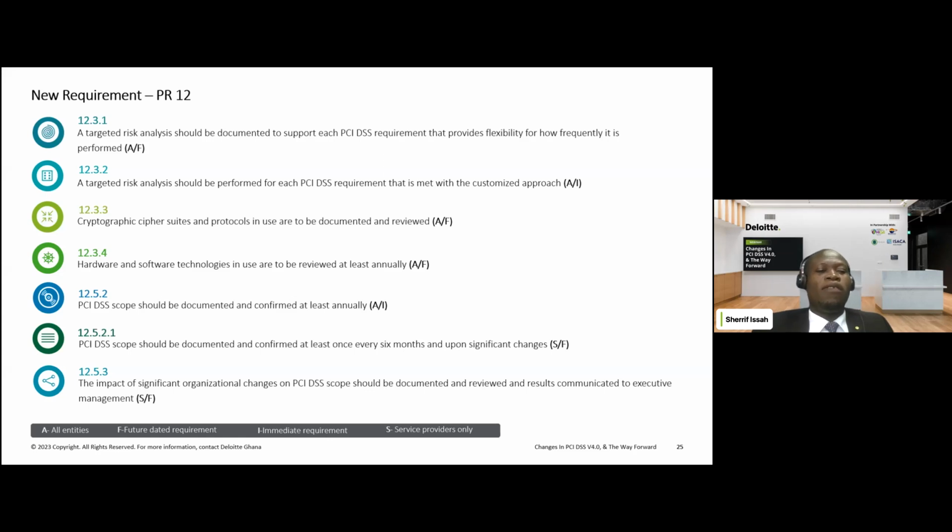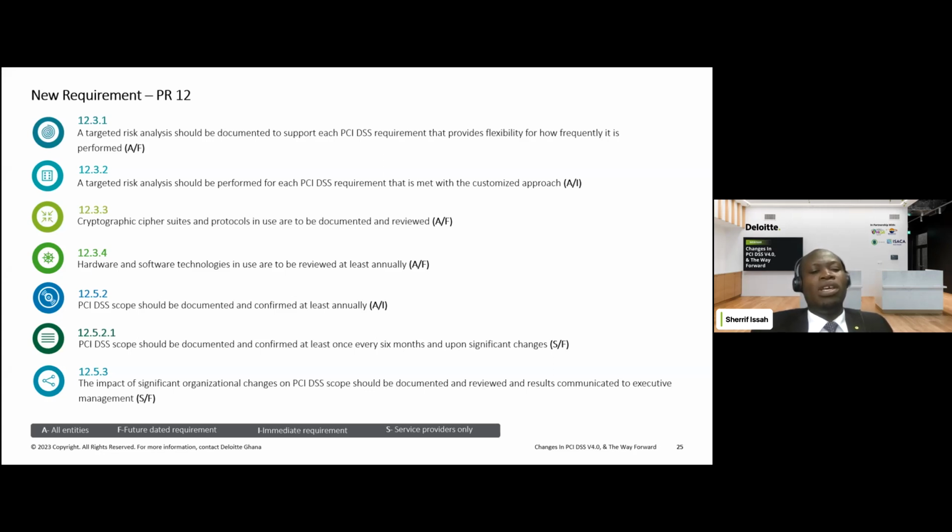Then section 12.5.2.1 says that the scope should be documented and confirmed at least every 6 months. So this is specific, at 12.5.2, and specifically to service providers. So for service providers, you're supposed to do that every 6 months or when there are significant changes. But for all other entities, you're supposed to do that every year.